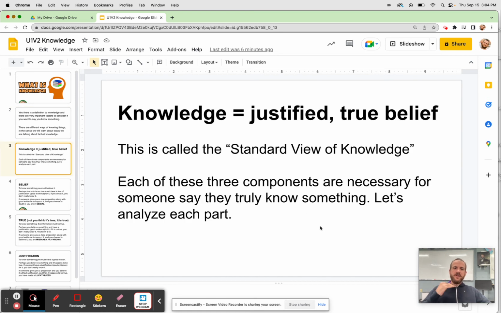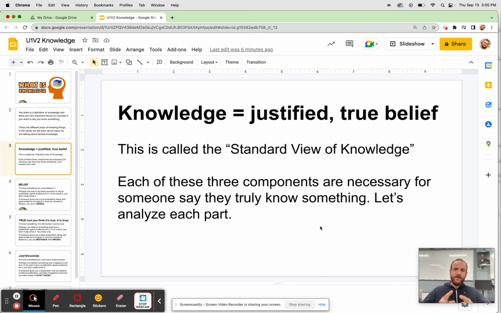Knowledge is justified, true belief. This is called the standard view of knowledge. There are other views. In philosophy, there's lots and lots of different views because it's a 4,000-year-old subject and people have been thinking for a long time. But this is the most popular and pretty much the most common sense view. In fact, I think some people call it the common sense view of knowledge.